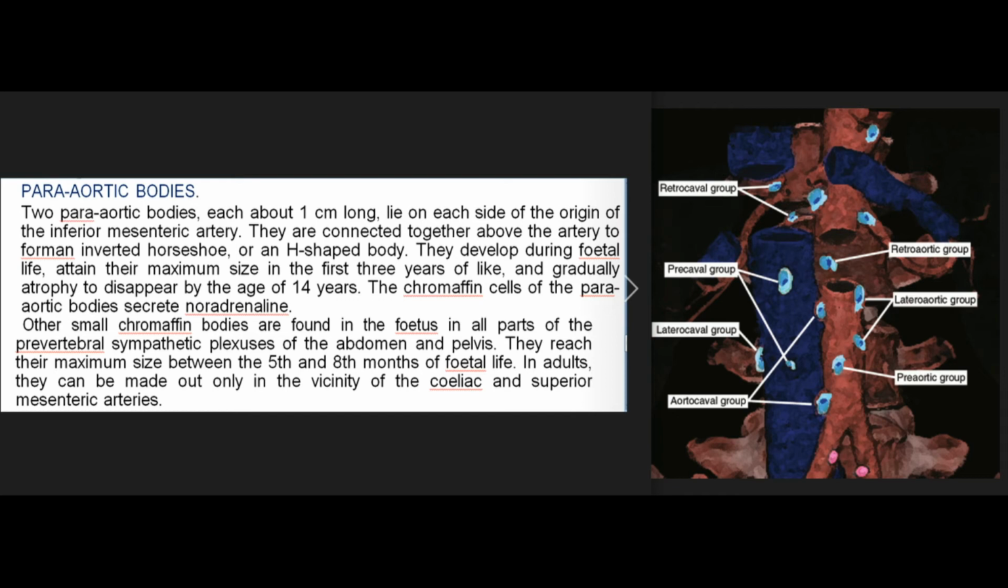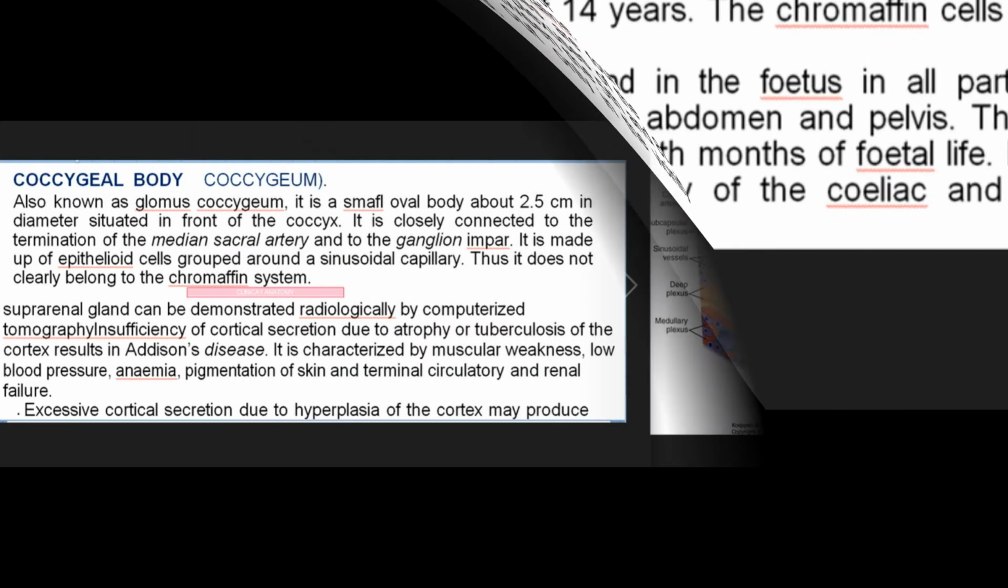Other small chromaffin bodies are found in the foetus in all parts of the prevertebral sympathetic plexuses of the abdomen and pelvis. They reach their maximum size between the 5th and 8th months of fetal life. In adults, they can be made out only in the vicinity of the coeliac and superior mesenteric arteries.